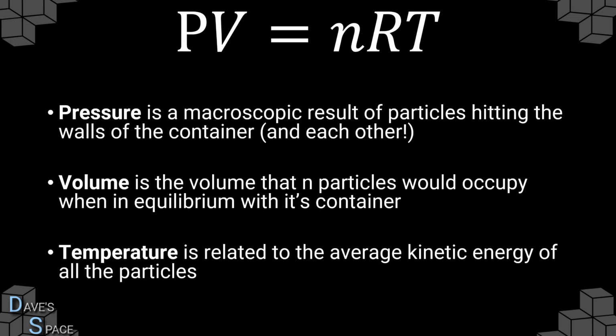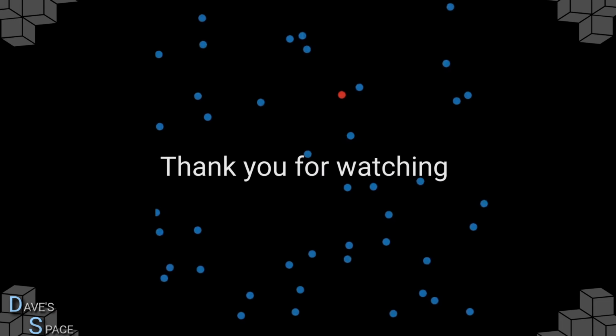Changing any one of these, pressure, volume, temperature, or even particle number, can drive a state change depending on whether the container can change or the particles can interact. So I hope you at home watching this found this interesting and informative. I think these little simulations are a great way to see how macroscopic quantities such as pressure and temperature arise from microscopic movement of particles.